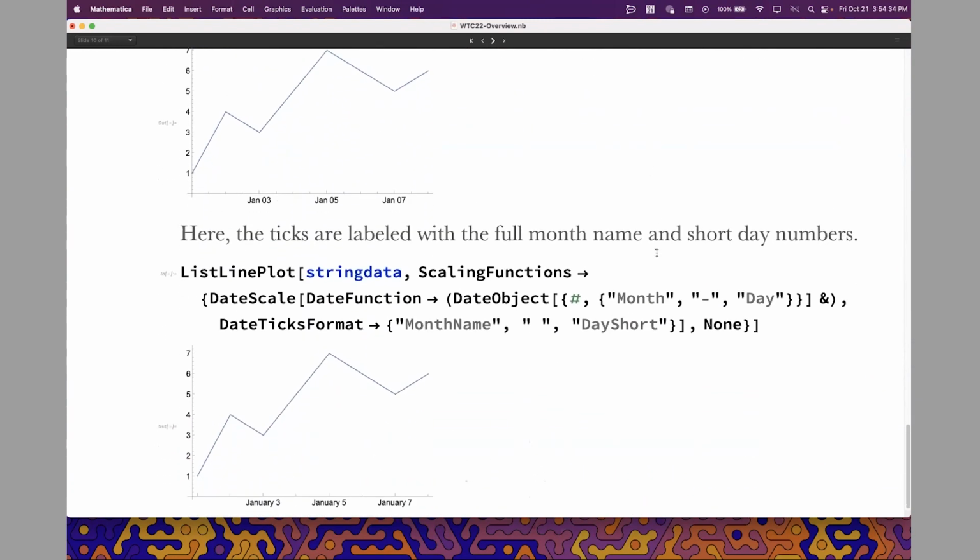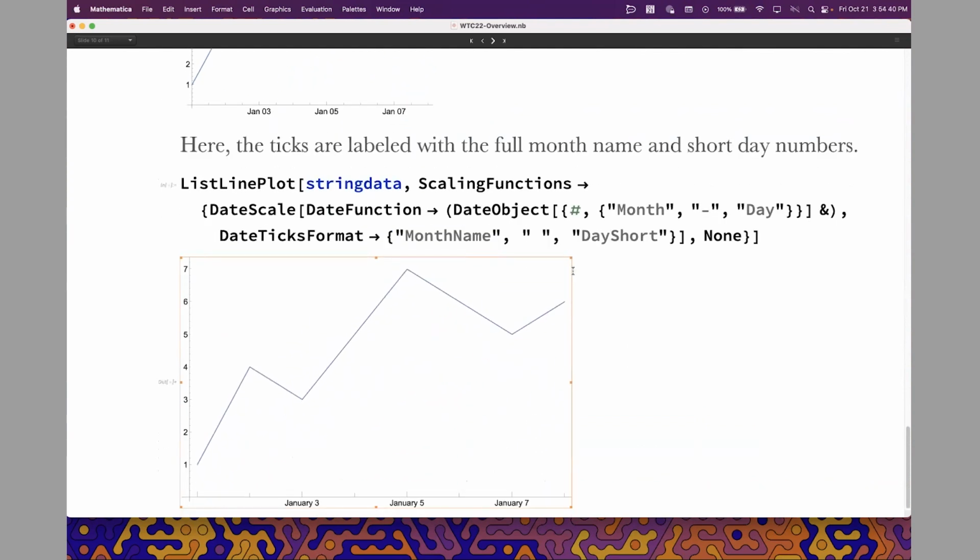And then also we can use date ticks format to change how the ticks get formatted along that axis. It has its own documentation, and you can sort of build up what you want the stuff to look like. And I think that concludes everything I wanted to talk about.